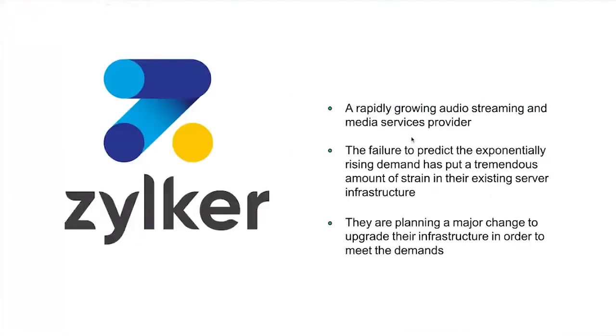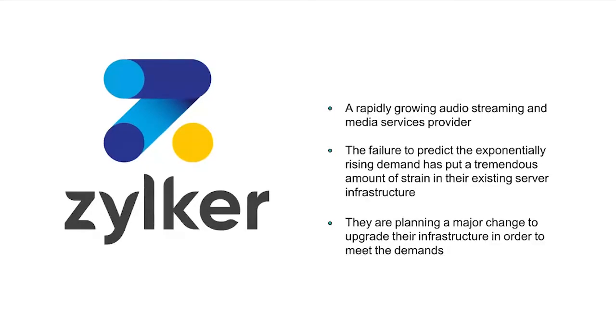Now, what's the story about Zilker? Zilker is this rapidly growing audio streaming and media services company which failed to predict the rising demand for streaming services. So there was an uptick in the streaming traffic, and they didn't really notice it because someone dropped the ball on it. And that resulted in a tremendous amount of strain on their server infrastructure. As a result, they are now planning a major overhaul of their ID infrastructure so that they will be able to meet the current and future demand.